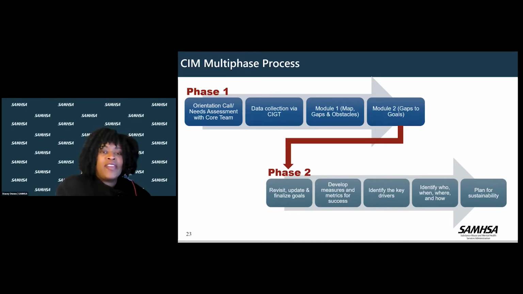In the second phase, we take teams who have successfully completed phase 1, and for phase 2, we revisit the map that they created during phase 1. We work with them to update and finalize their goals. And then we specifically work on developing measures and metrics for success, because outcomes is really what we're focusing on here in terms of closing these gaps. We help them to identify any key drivers that might be present within that gap analysis, and really identify the who, when, where, and how to address. And finally, we focus on planning for sustainability, because we want this map to be a useful tool that communities can use in continuing to bolster and support their crisis systems of care.